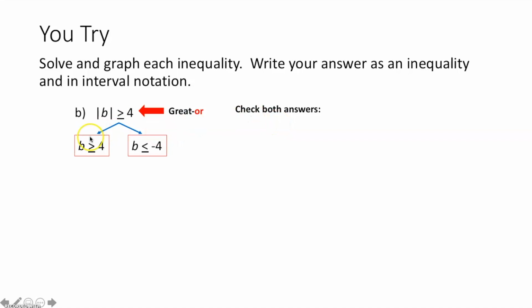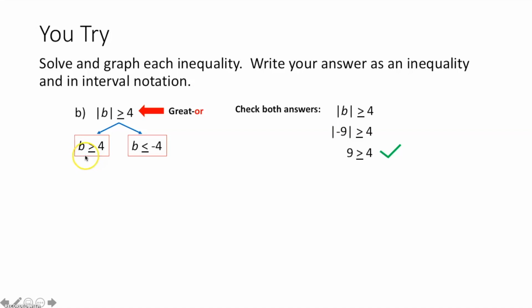Well, since it's an or, we need to check both of these. So we start with our lesser one. We have b is less than or equal to -4. So what's a b value less than or equal to -4? -9. Sure. I'm going to plug in -9 for b in my original inequality. Now, let's see if this is true. What's the absolute value of -9? That's +9. Is +9 greater than or equal to 4? Yes, it is. Therefore, that checks out.